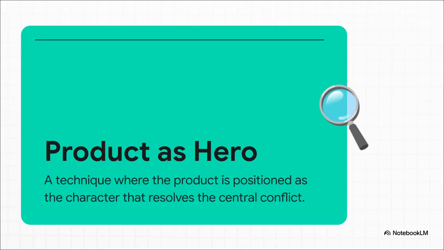You know, this technique actually has a name. It's called product as hero. The app, RETTEN, isn't just shown as some tool. No, it's positioned as the character that swoops in and saves the day. It's the thing that single-handedly solves the problem that the people in the ad were struggling with. And that makes the product feel not just useful, but absolutely essential.